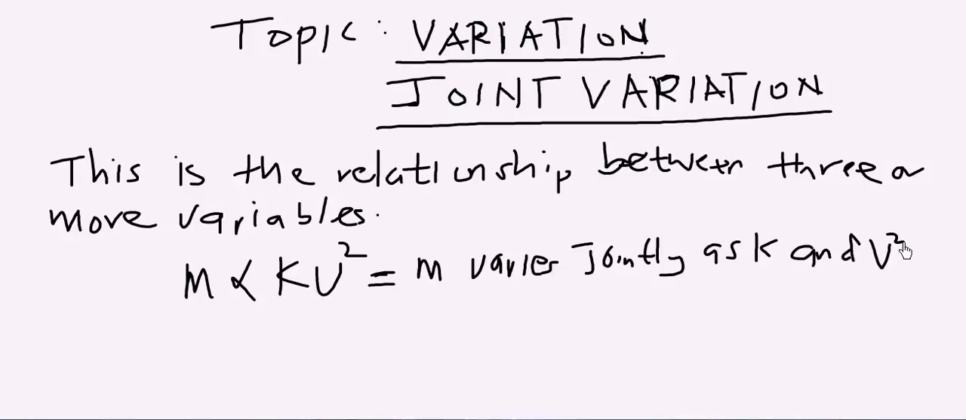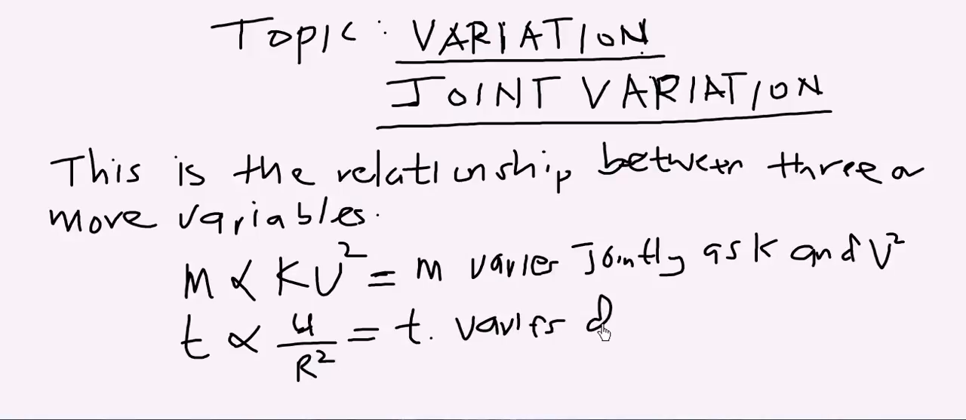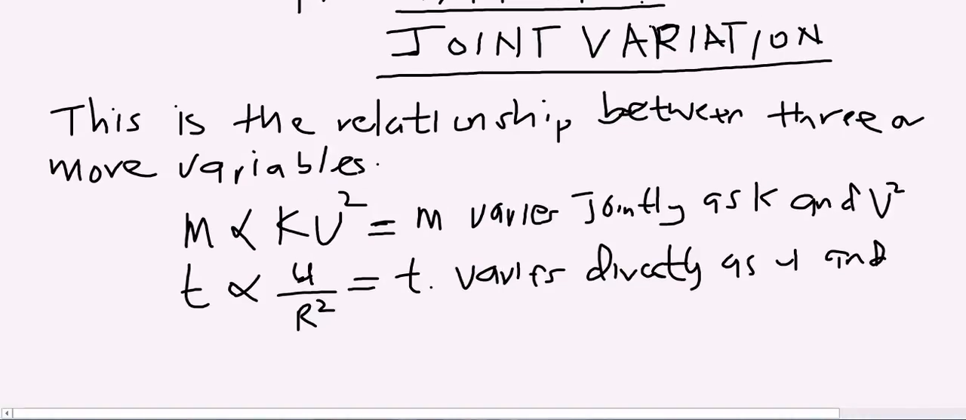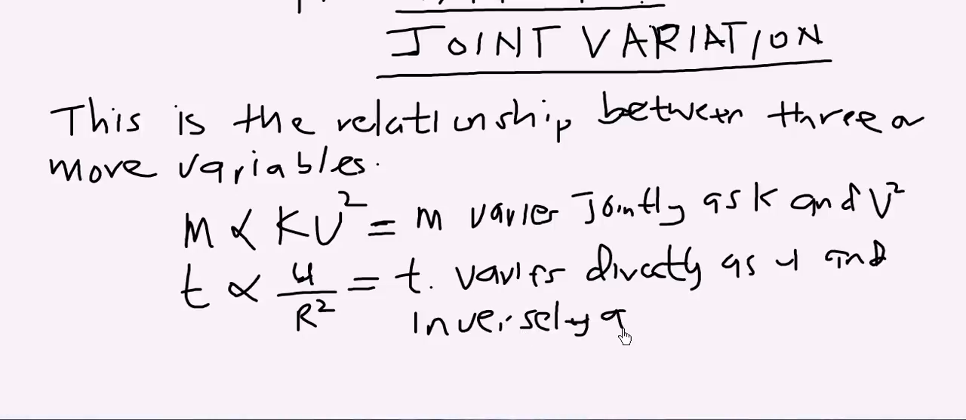Something, say, t varies as u over r². You can interpret this as t varies directly as u and inversely as r². So these are all joint variations.